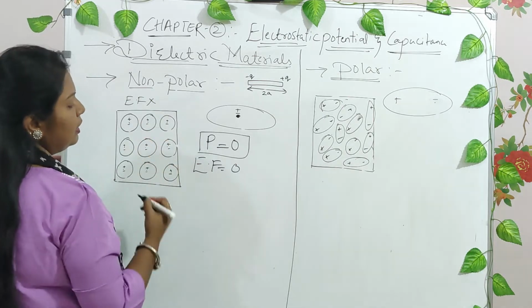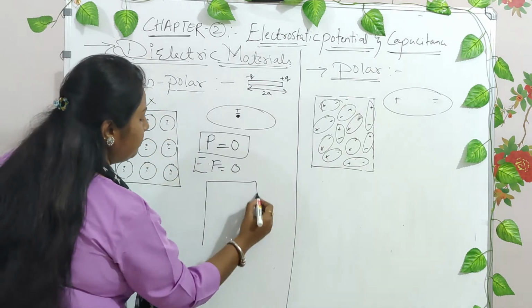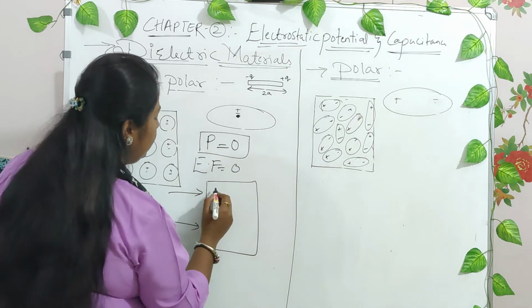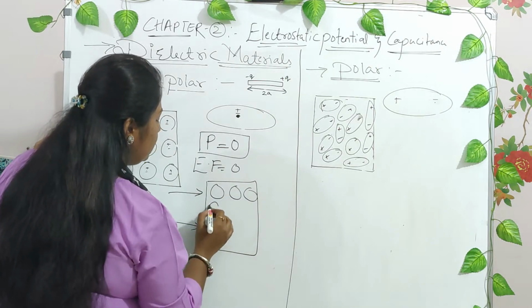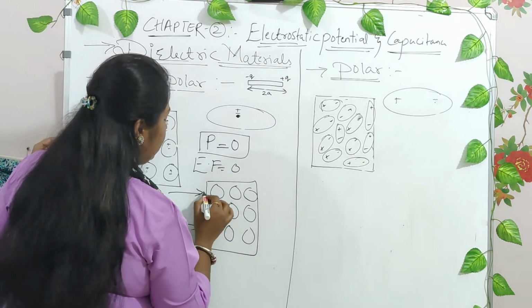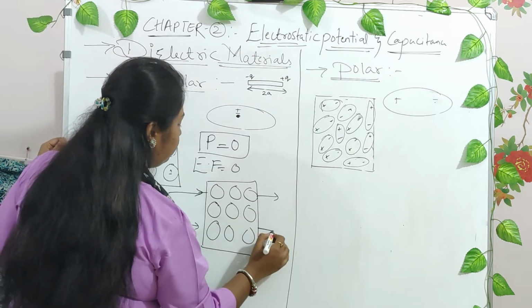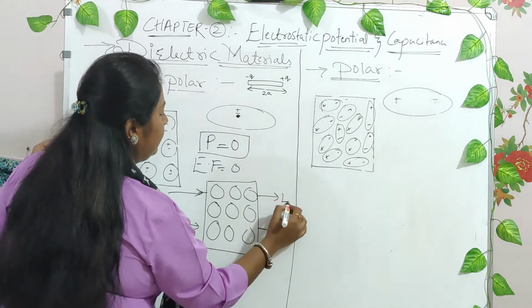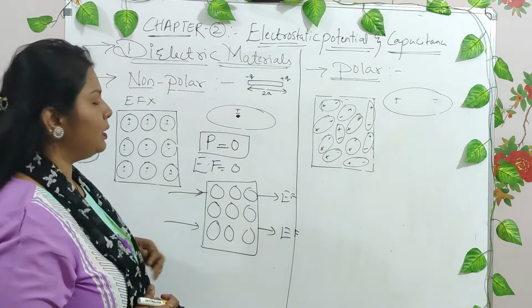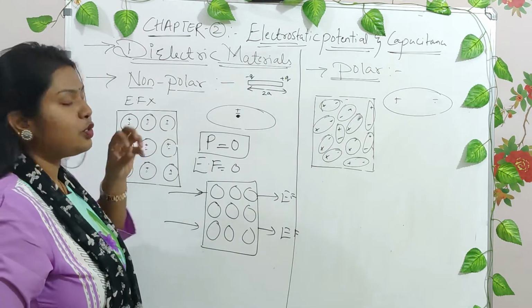Now for this material you apply an electric field. After applying the electric field, you have these molecules here. After applying the electric field to this material, what happens? Now these start moving apart.